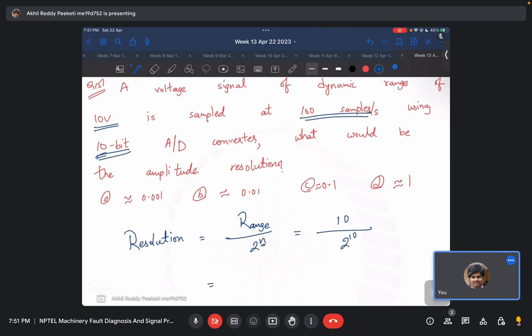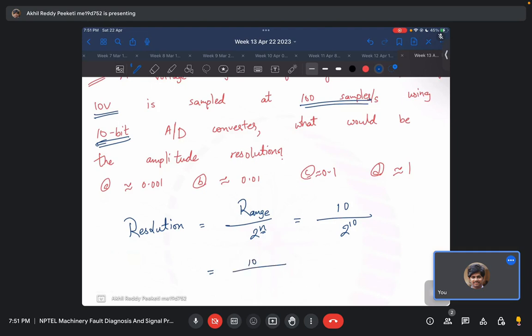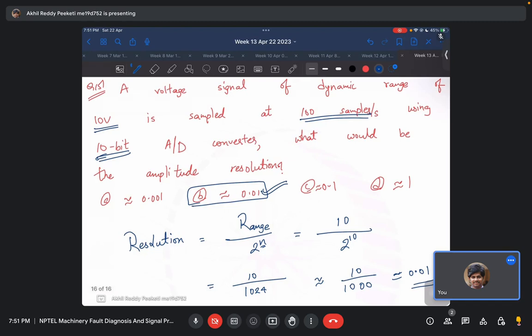So 2 power 10 is 1024. So this is almost 0.01 volts. So here the samples per second, the sampling frequency, doesn't influence the amplitude resolution. You need only the range and the type of storage.